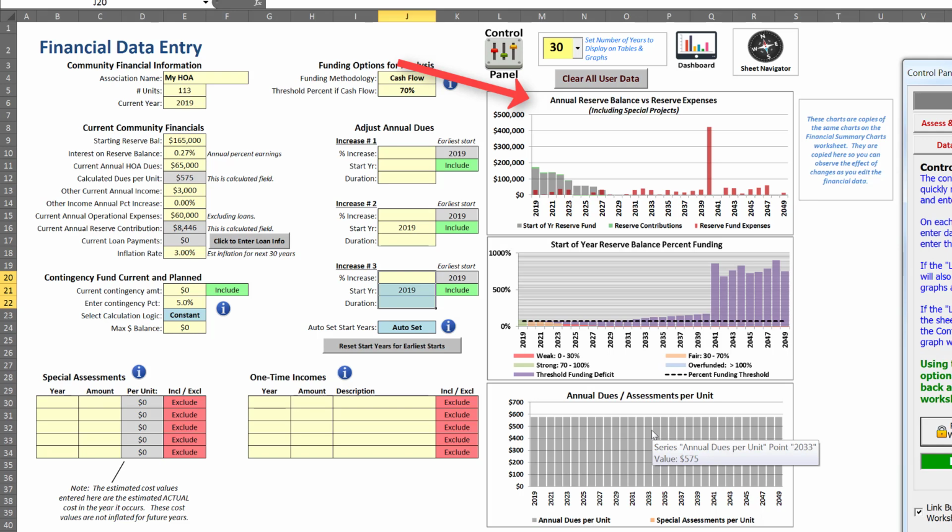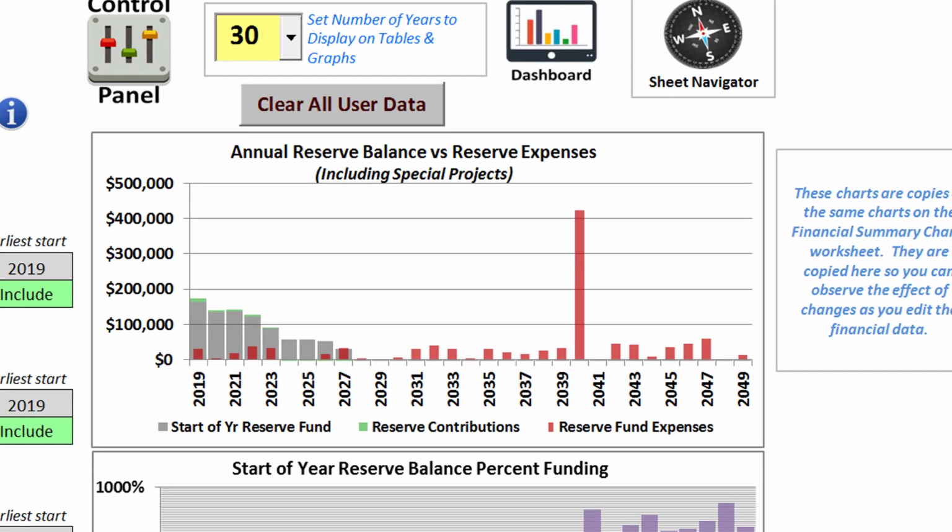Now look on this graph here, the annual reserve balance versus reserve expenses. The only income that we're generating is our current annual HOA dues of $65,000 a year, which amounts to about $575 per unit that you can see in this graph here. In this graph back up here, the red bars indicate the expense items that we anticipate over the next 30 years, and the gray bars indicate the annual reserve balance.